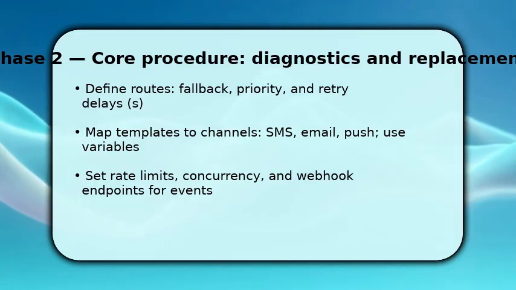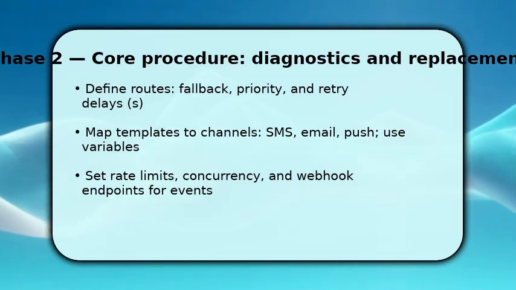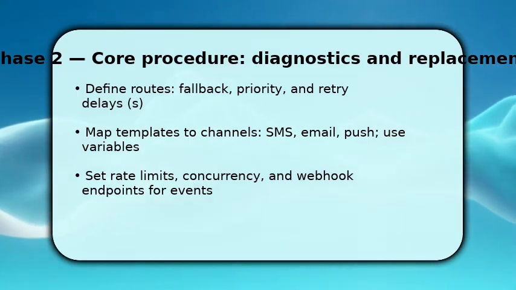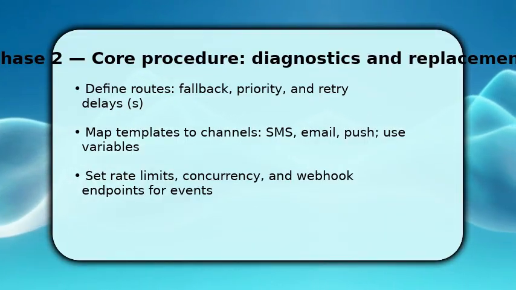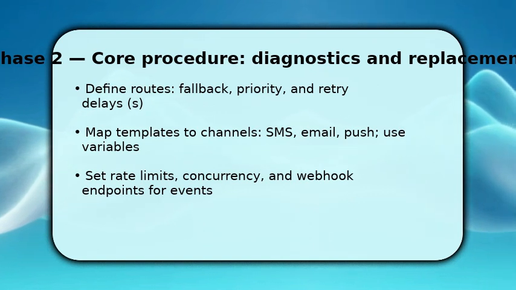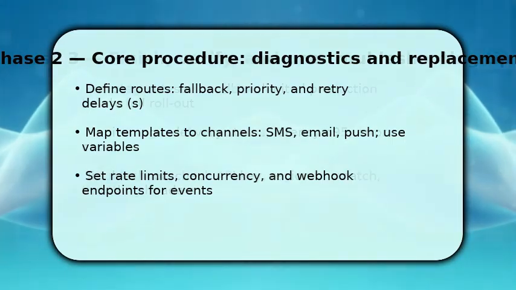Next, map your message templates to channels like SMS, email, and push, and use variable placeholders for personalization. This reduces manual edits. Then set rate limits and concurrency to match your plan, and register webhooks for status events, so you can react to bounces, deliveries, and finish by validating with staged tests.